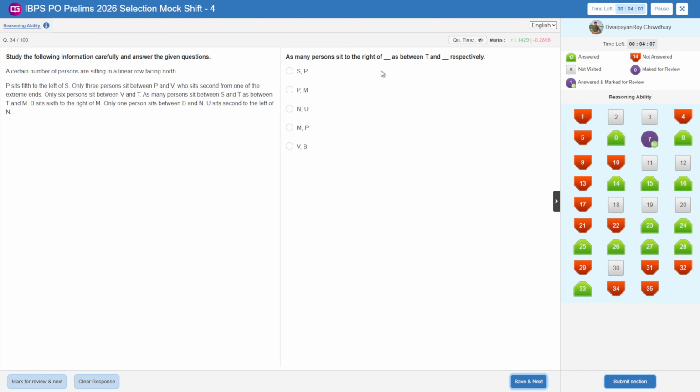Right of P is coming out to be 4 to 6. T and 6, whom 1, 2, 3. So T and V. So P and V. An option 1, 2, 3. 6. P and M. They're saying B is 6 to the right of M. 1, 2, 3, 4, 5. M.